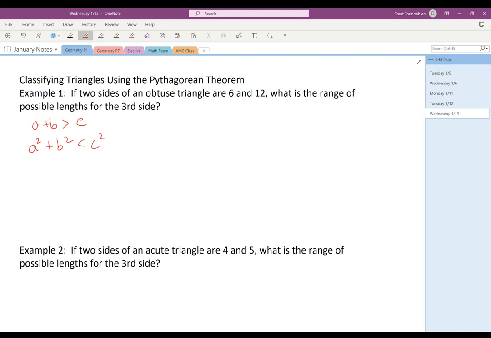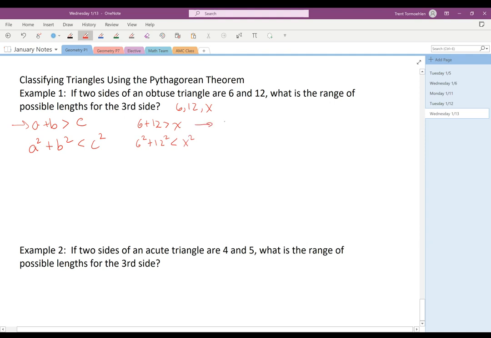So we start here, and let's say that the third side of this is going to be x. Now, we don't know what the longest side is. It could be x, or it could be 12. We do know that it can't be 6. So we need to do two cases. Case 1 says that x is the longest side. Well, that means that 6 plus 12 has to be greater than x, based on this one, if x is the longest side. And it also means that 6 squared plus 12 squared has to be less than x squared.